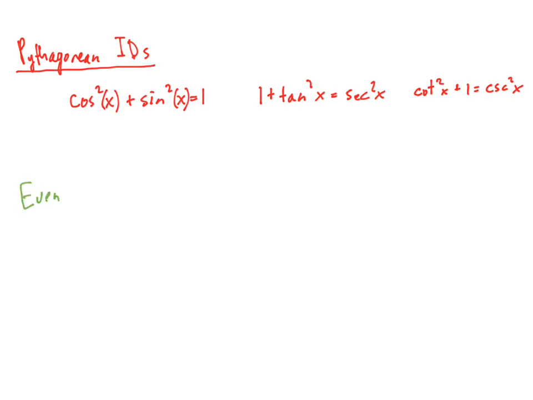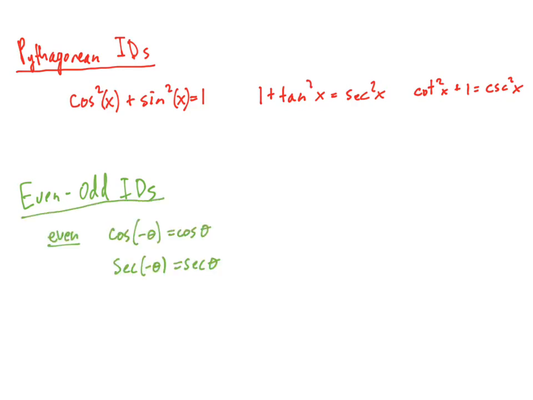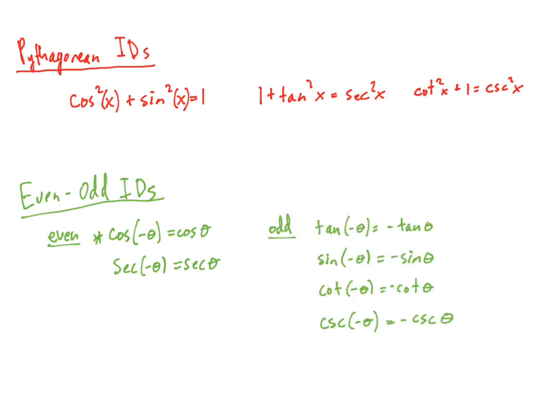Next we have the even and odd identities. The trig functions that are even are cosine. So cosine of negative angle is equal to cosine of that angle. Same for secant. The other four trig functions are odd. So here for the odd identities, we have tangent, sine, cotangent, and cosecant. Each of these functions are odd. So what that means is if we take the negative of the angle, that is equal to negative of the trig function of that angle.